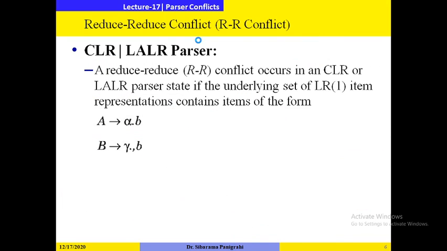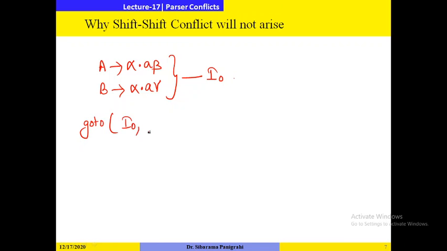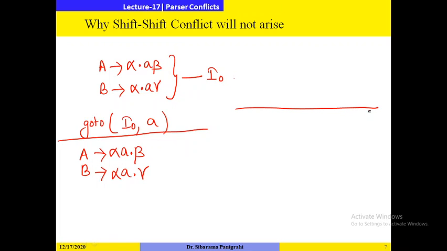Now you might think, sir, why should there not be a shift conflict? Let me go through a scenario. Let me take one item set. Suppose it is in the form A gives to alpha dot A beta, and let me go through another production, B gives to alpha dot A gamma. Let's say these two are in I0. Now we will go through goto I0 comma A. You will jump the A symbol. So A gives to alpha A dot beta and B gives to alpha A dot gamma. So let's see when you would get the shift conflict.